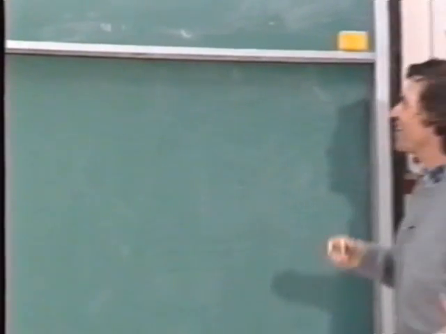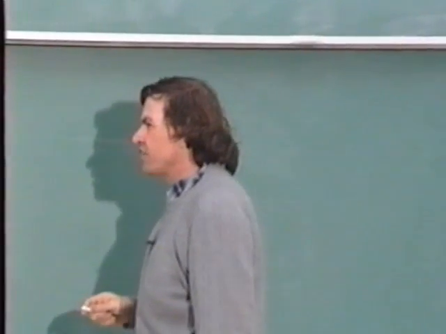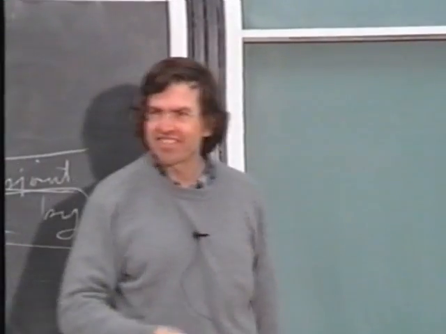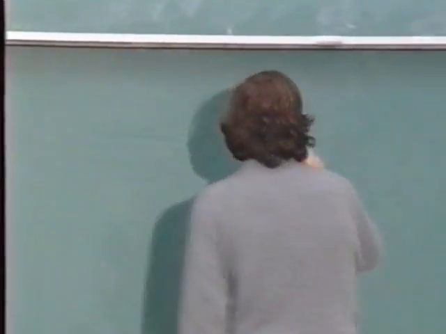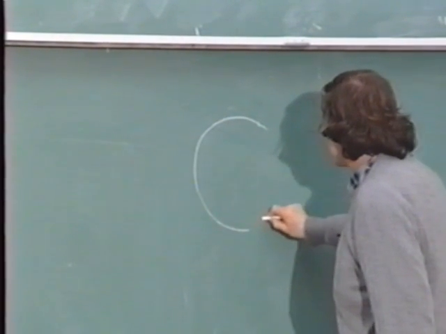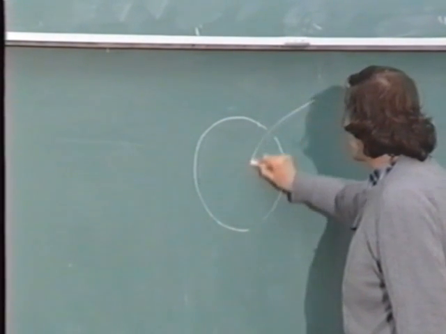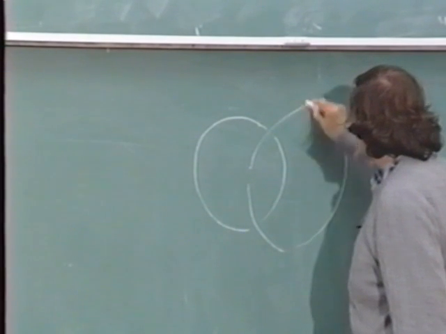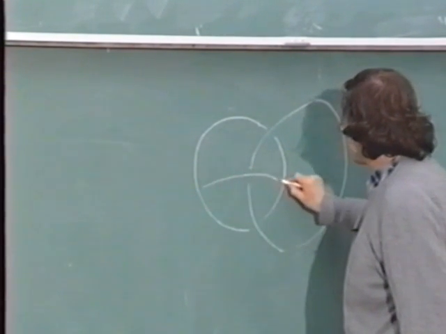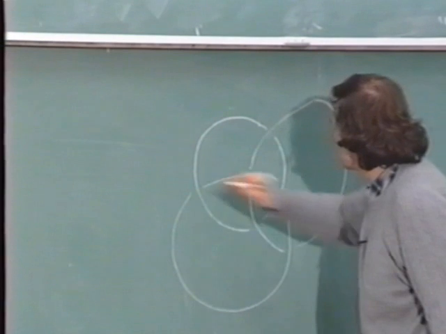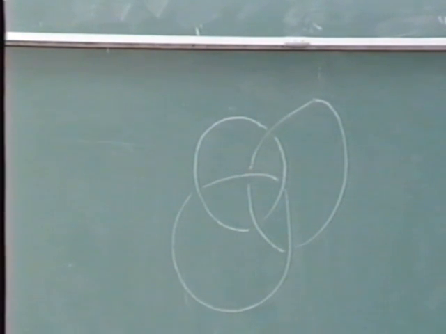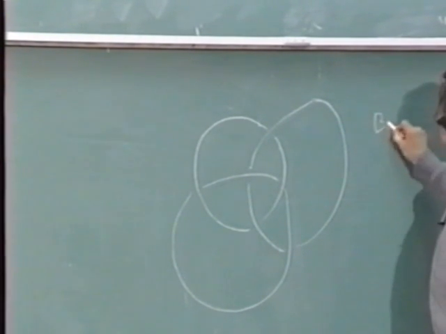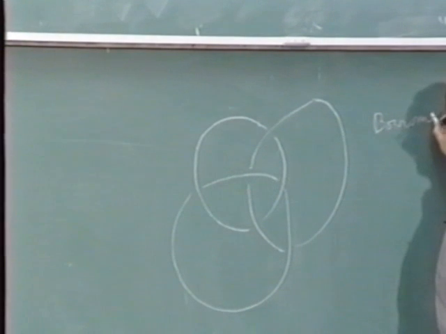So I guess I'm going to start with a simpler example, just to give some idea. I'll do the example that was in the movie, but I'll describe it in a slightly different way. So here's an example of a link. This is made of three circles. This is called the Borromean rings, or Borromean rings, I think.